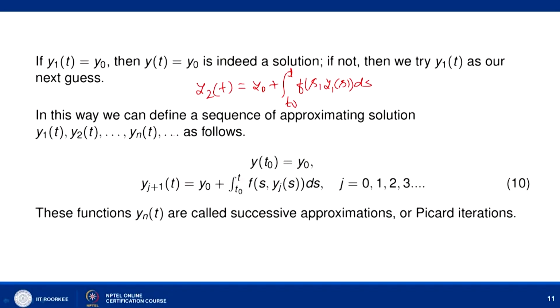If y 2(t) is not y 1(t), then we move to the next guess, and in this way we can define a sequence of approximate solutions y 1(t), y 2(t), ..., y n(t) as follows. Here y naught(t) is equal to y naught, and y j plus 1(t) equals y naught plus the integral from t naught to t of f(s, y j(s)) ds, where j is 0, 1, 2, 3 and so on. These functions y n(t) are called successive approximations or Picard iterations.